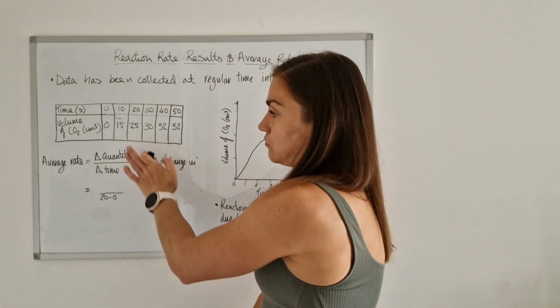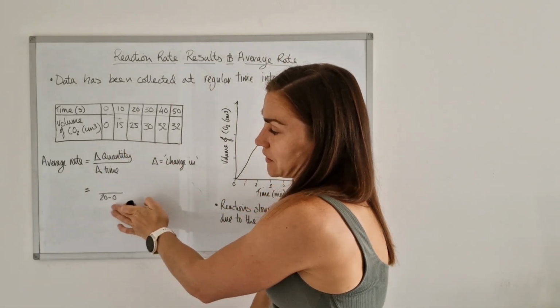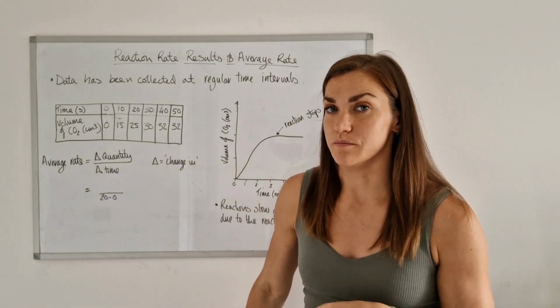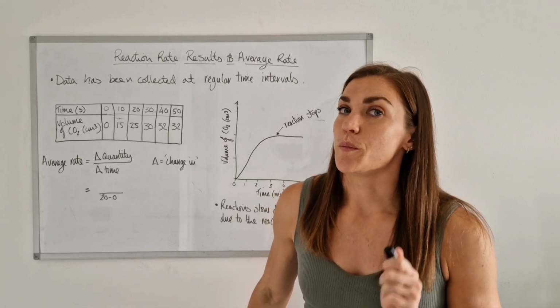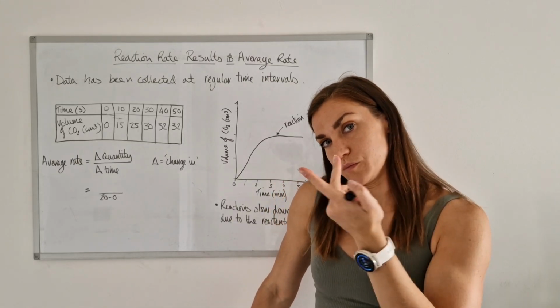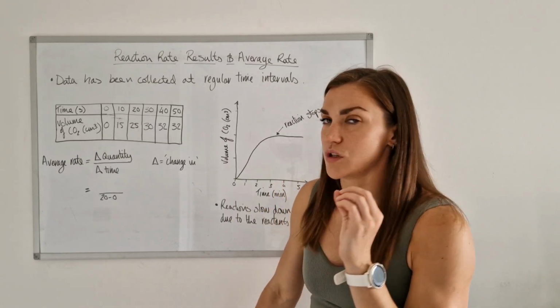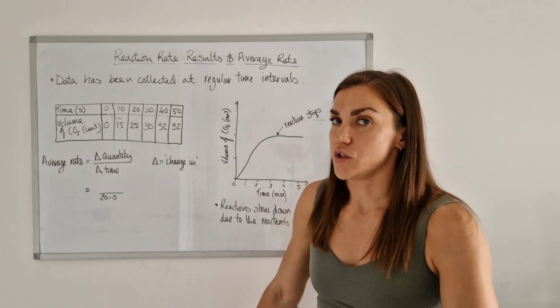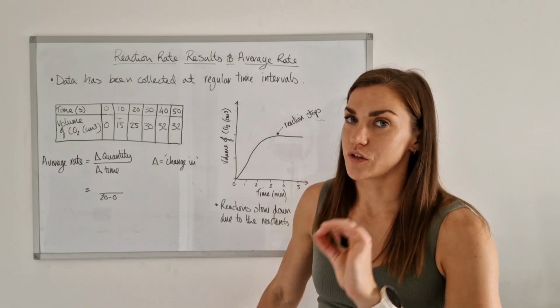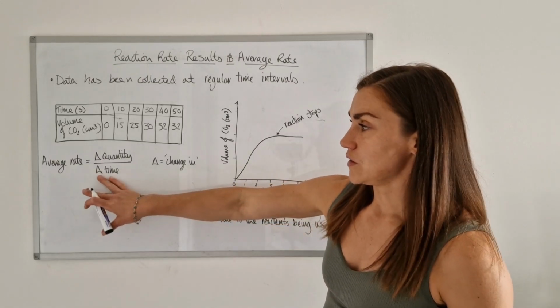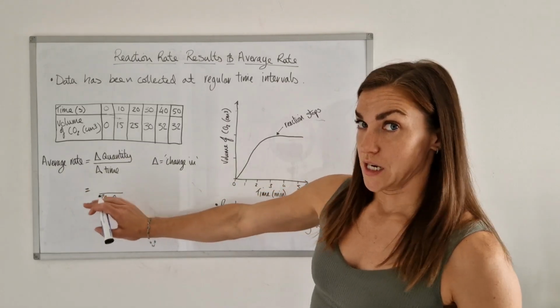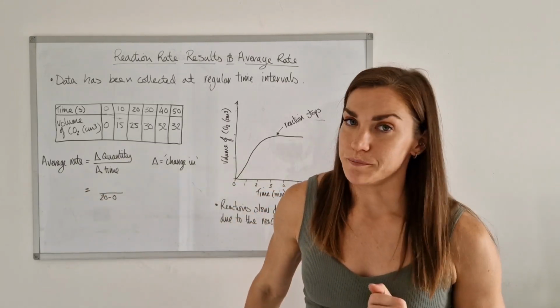So write out this working, draw your division line, and then put the time numbers on the bottom. It is very important the time goes on the bottom. A lot of the time people put it upside down by accident, so that's a habit you can get into. Any time you're calculating the average rate, write down the equation, draw your division line, and then put the time numbers on the bottom.